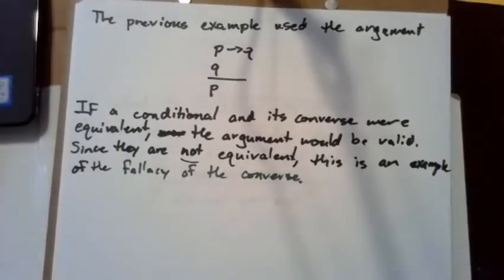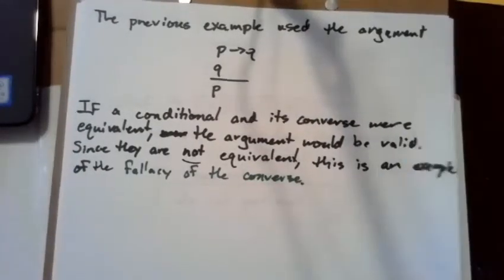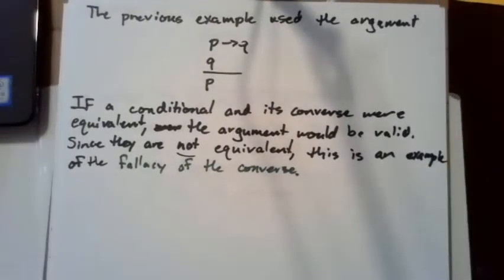The previous example used the argument P implies Q and Q implies P. If a conditional and its converse were equivalent, the argument would be valid. Since they're not equivalent, this is an example of the fallacy of the converse.